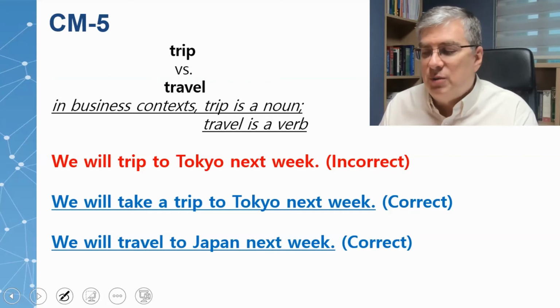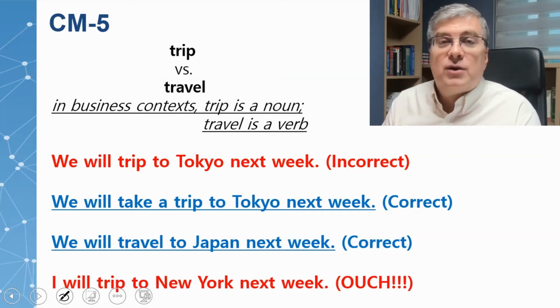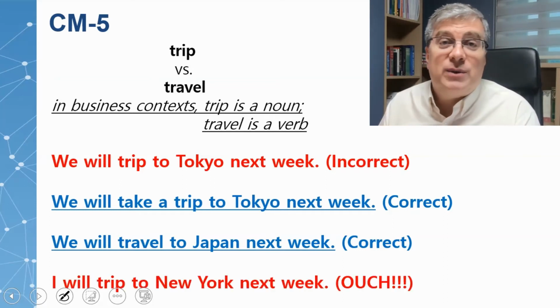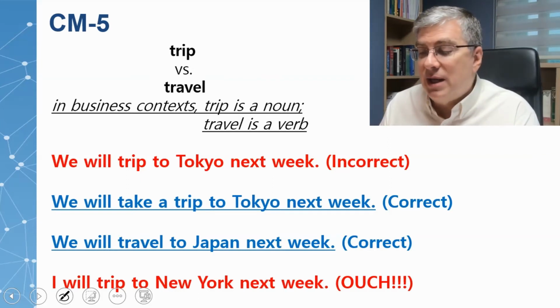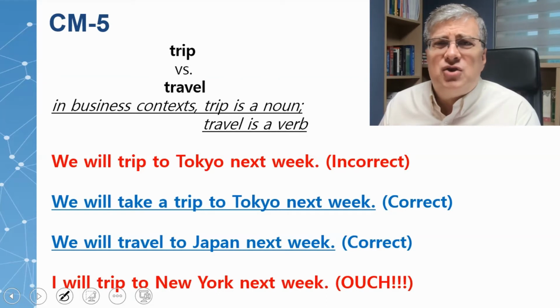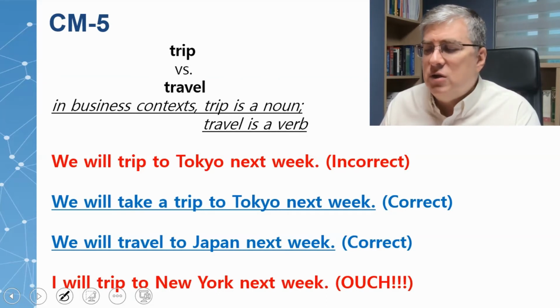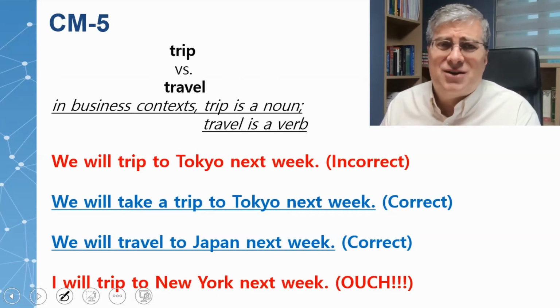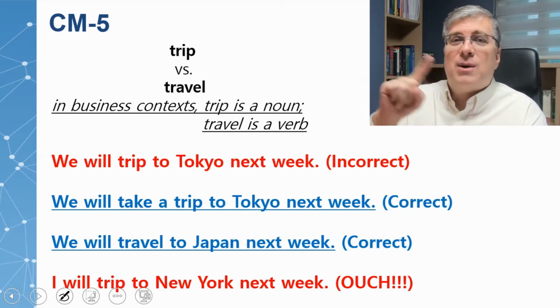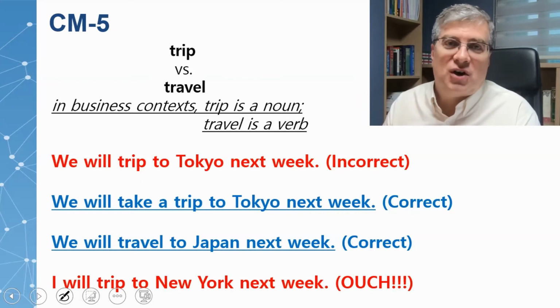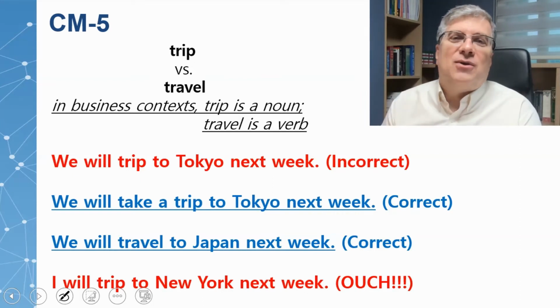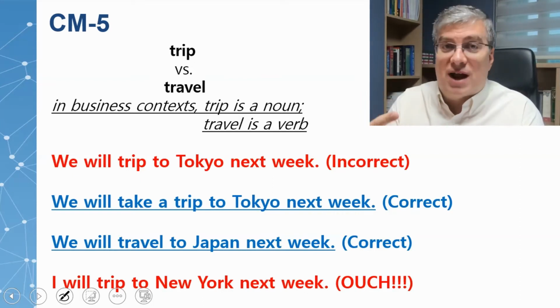We will travel to Japan next week. So, of course, as we saw in the quiz we took at the beginning of Unit 2-1, the video of 2-1, I think it said Ms. Jones or Ms. Lee will trip to New York next week. Ouch! It's going to hurt, especially if she's in Seoul. She's halfway around the world. She's going to trip all that way. Ow, that's going to hurt. So please be careful between using trip and travel.